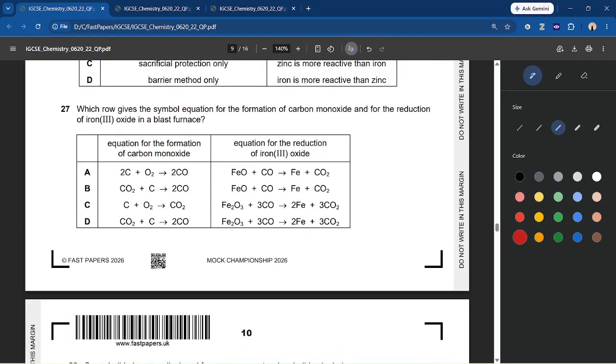Which row gives the symbol equation for the formation of carbon monoxide and for the reduction of iron(III) oxide in a blast furnace? Again, if you've studied the blast furnace, then you should be able to answer this quite easily. When reducing iron(III) oxide, this one over here is iron(II), this is iron(II). So you can immediately cut these off because we're looking at iron(III) oxide. And over here, you're not forming carbon monoxide. They say for the formation of carbon monoxide, but this is forming carbon dioxide, so this is also wrong. So this is going to be D.